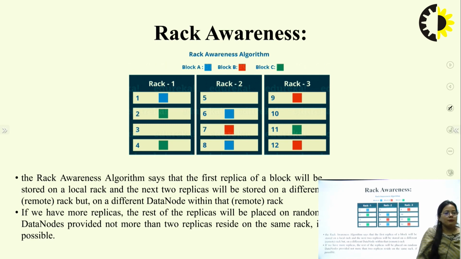If we have more replicas, the rest of the replicas will be placed on random data nodes, provided no more than two replicas reside on the same rack, if possible.